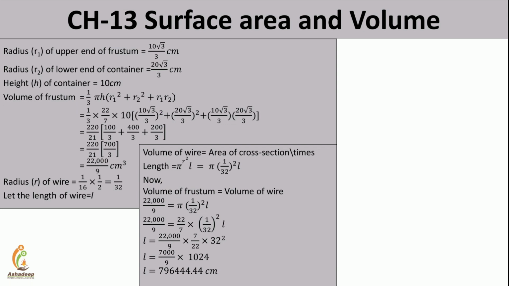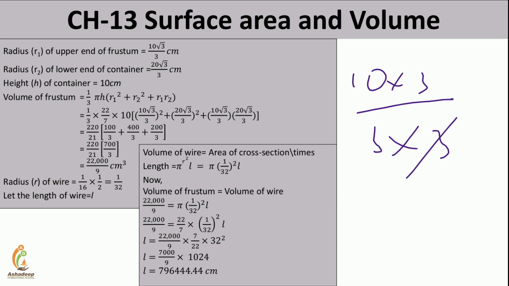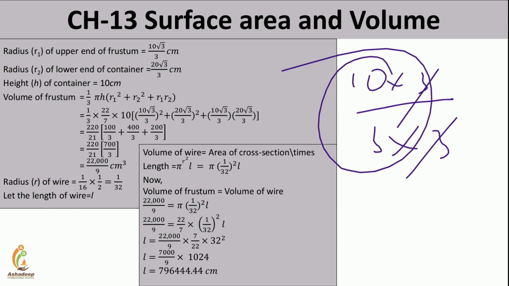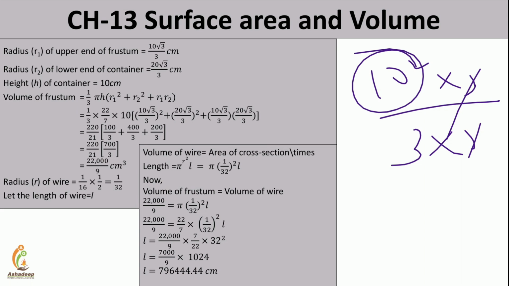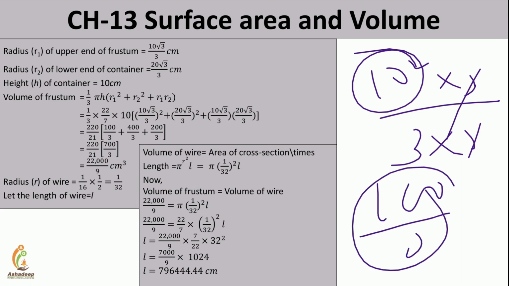Here, 10 root 3 upon 3, squared. The square of root 3 is nothing but 3, and here this is 9. So here 10 into 3 upon 3 into 3. 3 and 3 cut, so the answer is 10 upon 3. So 10 upon 3. Then 10 squared into 3 into 3 into 3. 3 cut. Here it is 10 squared, so it is nothing but 100 upon 3.